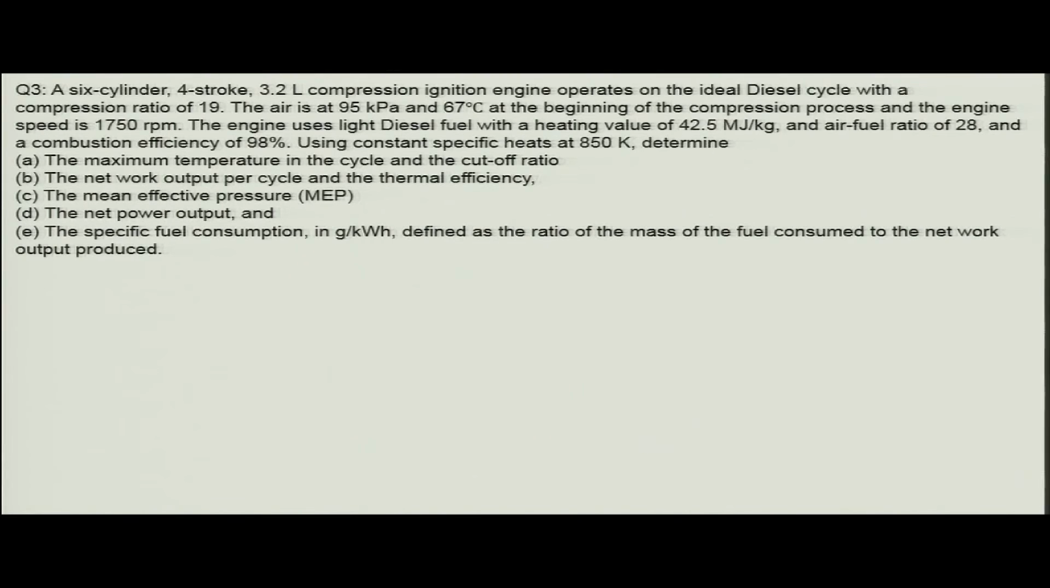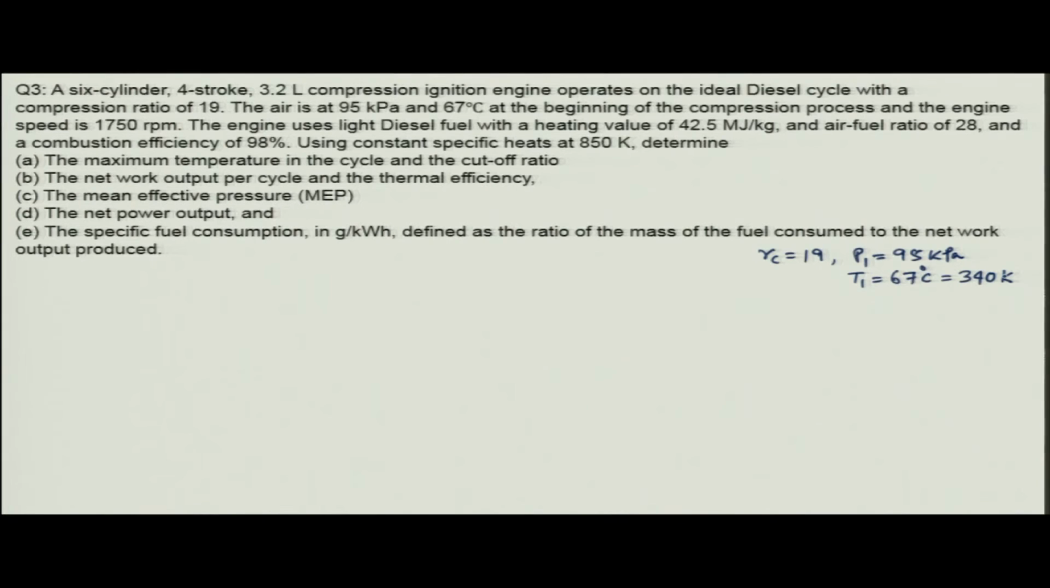So, this third problem is basically a 6 cylinder, 4 stroke, 3.2 liter compression ignition engine which operates on an ideal diesel cycle with a compression ratio of 19. Okay. So, the compression ratio is given as 19, and again P1 and T1 are given. The pressure at the beginning of the compression process, P1, is 95 kilopascal and T1 is 67 degree centigrade, which is nothing but 340 Kelvin.